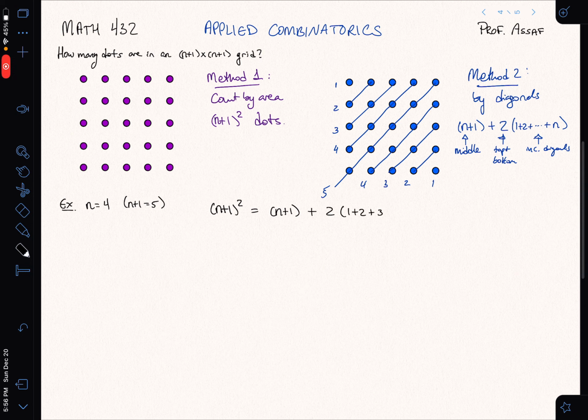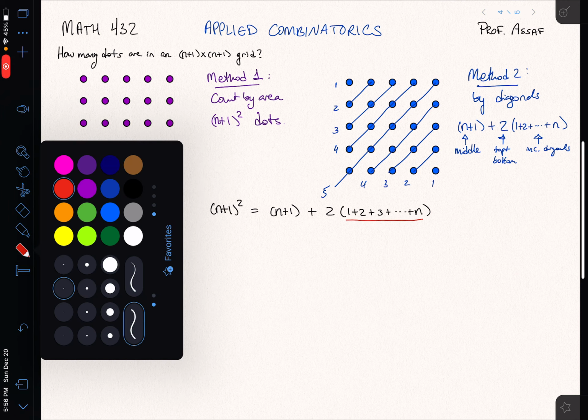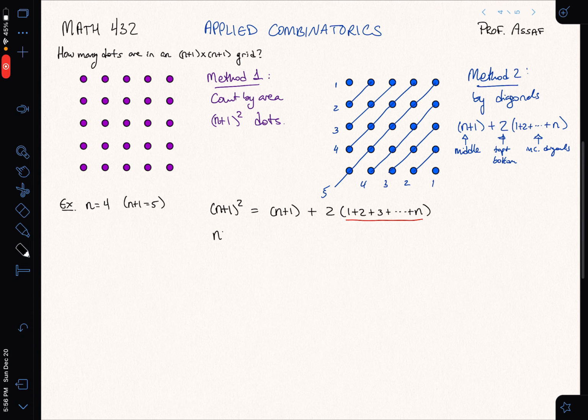And this is actually a familiar identity. So let's massage it a little bit. Let's solve it for this quantity. And then hopefully it'll look a little more familiar. So we get n plus 1 squared minus n plus 1 is equal to twice the sum of the numbers 1 up to n.